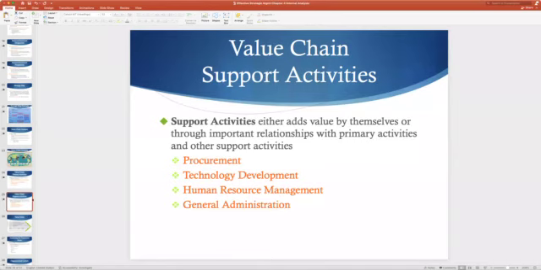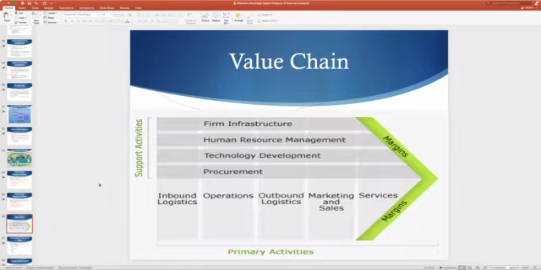Well, here's what it looks like when you lay one over the other. You've got our support activities above: infrastructure, HR, tech, and procurement. And then down below, we have logistics, operations, outbound logistics, marketing, and sales and service. And we always want to put a margin of profit on all of our costs to make sure that what we're doing is going to be profitable for that firm.